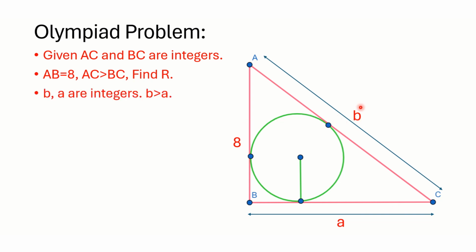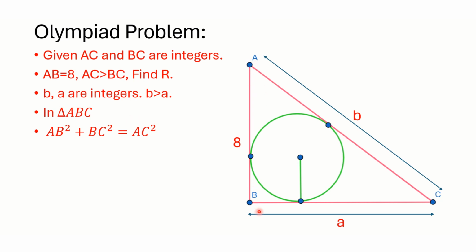Now of course, as given AC is greater than BC, so we can say b is greater than a. It is also given in the problem itself that AC and BC are integers, that is, this length b and a are integers. So b and a are integers. Now let us try to solve this problem.